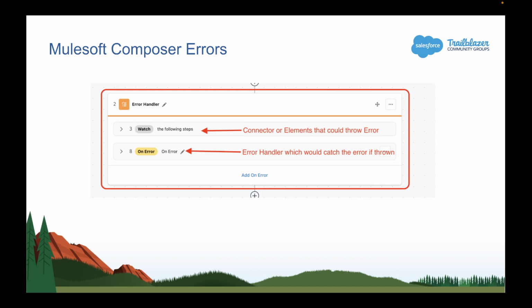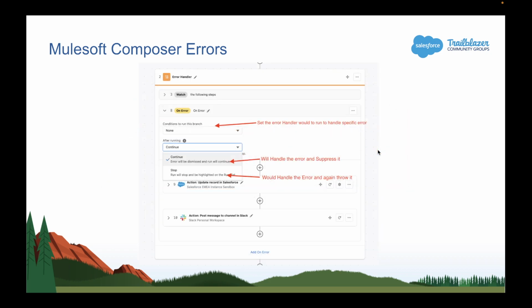The watch block is basically a try block, where you would place your connectors or the steps which you think would throw an error, and the on error block, or the catch block, is where you will catch those errors. Then there are two kinds of configurations available in my on error block. First is the condition we have to set, right? If I want to handle an error which has been sent by Google Sheet, I would set the condition such that this on error block would only evaluate and run if the error has been thrown by Google Sheet.